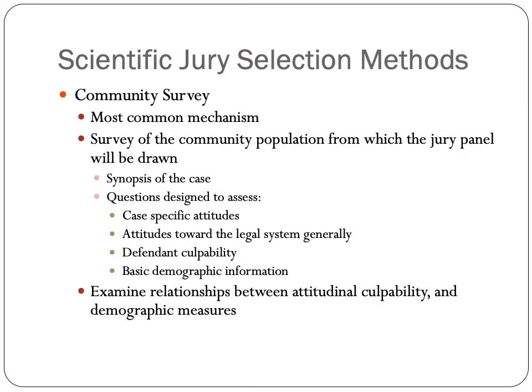Community surveys are the most common mechanism for scientific jury selection. This is just a survey of the community population from which the jury panel will be drawn. They'll be given a synopsis of the case, and questions designed to assess case-specific attitudes toward the legal system and defendant culpability, and basic demographic information. Then statistics are run to examine the relationship between attitudinal culpability and demographic measures. So, are males more likely than females to think this within this community? Are white people more likely than black people to have this opinion?